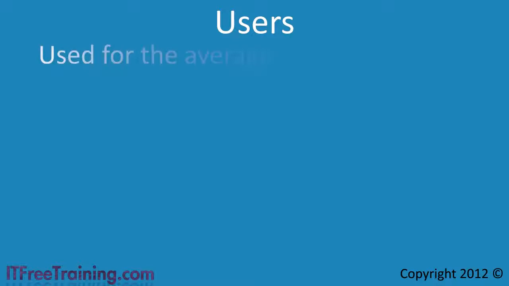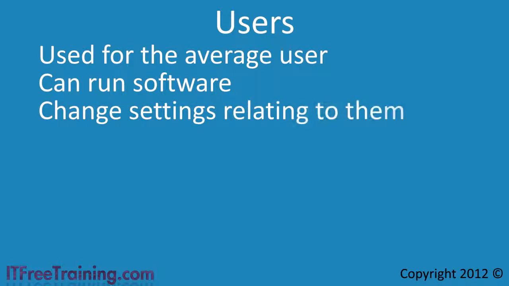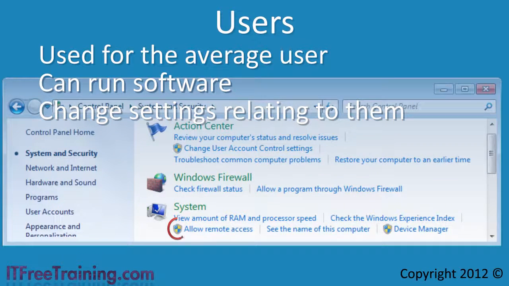The next group is the users group. The users group is designed for the average user. When you create a new local user, they are automatically put into this group. This group allows the user to run software and change settings relating to them. Some system settings they will be able to change, while others will require additional access. When you open the control panel, you will see a shield icon next to certain tasks. These tasks require administrator access.